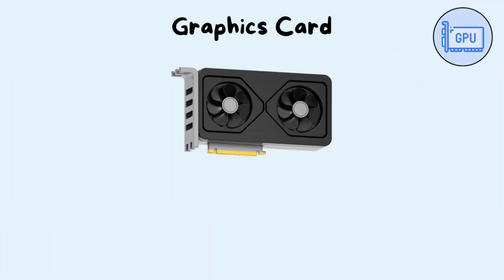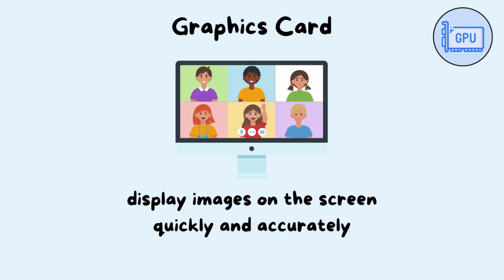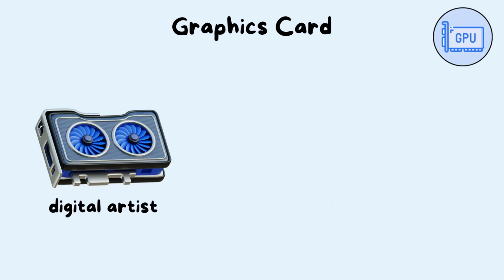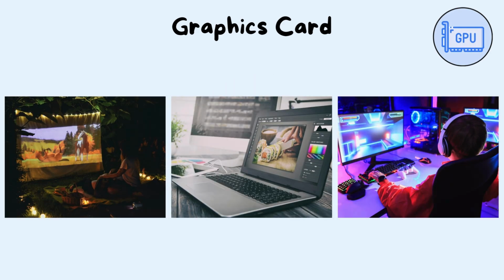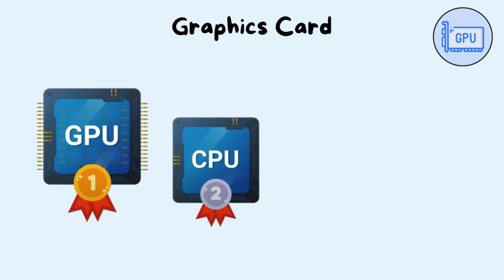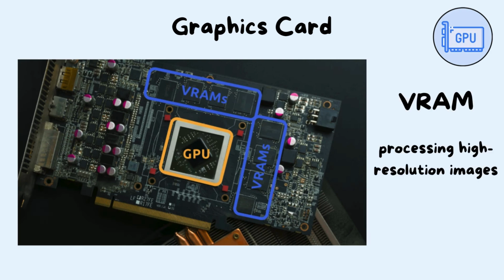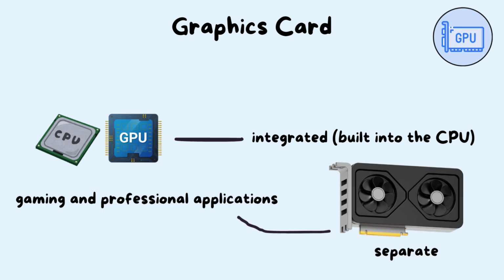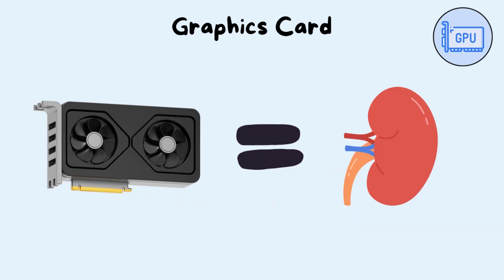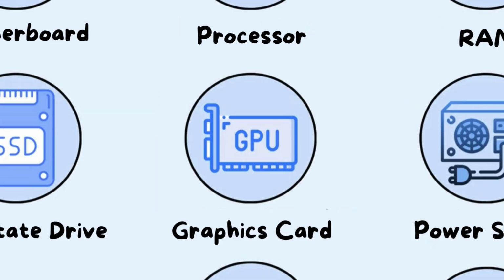Graphics card. The graphics card is a specialized processor designed to handle graphics rendering and display images on the screen quickly and accurately. It works like a digital artist, turning data into visuals for gaming, design, or movies. It is far faster than a CPU at handling graphical tasks and comes with dedicated memory for processing high-resolution images. GPUs can be integrated or dedicated. They are often the most expensive part of a computer, as stronger GPUs allow smoother and higher quality visuals.